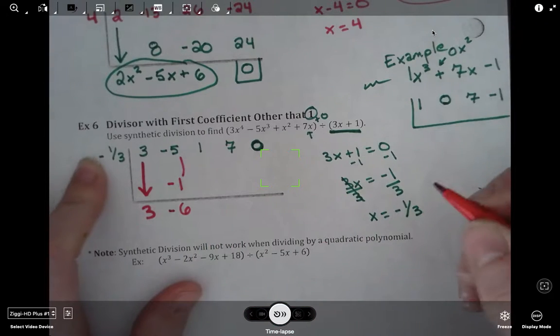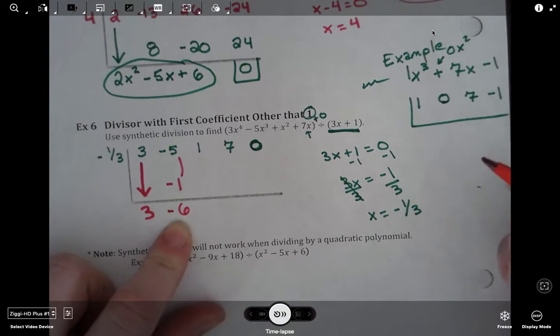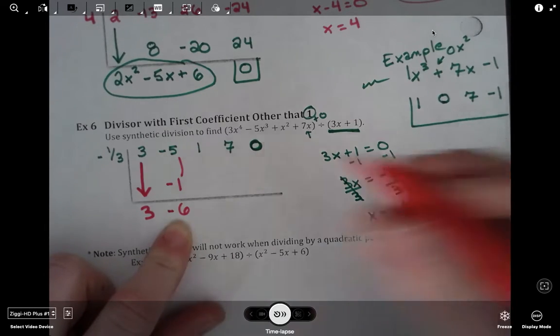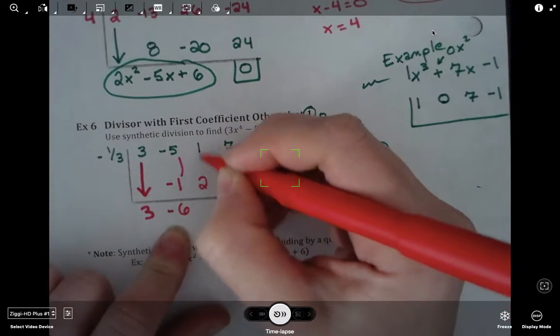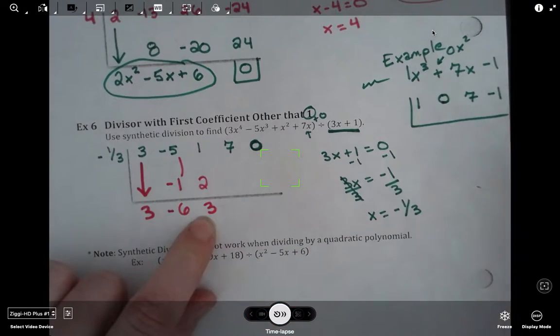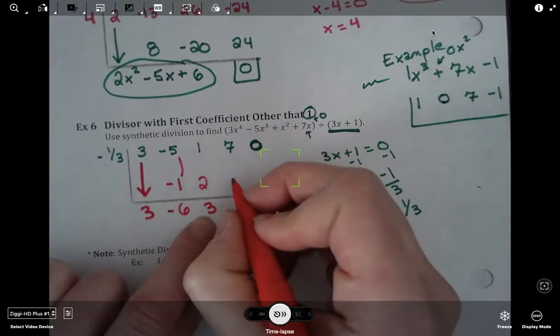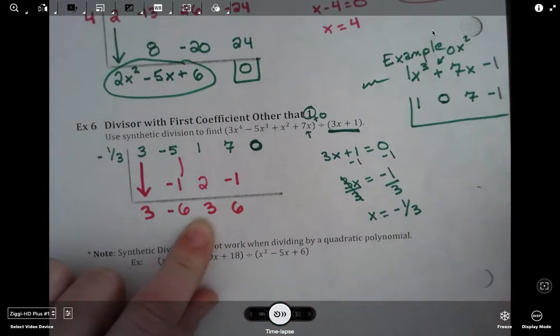Negative 6. What is negative 1/3 of negative 6? Wait, no. Positive 2. Yeah, because they're both negatives, right? Okay. Now I add 1 and 2 together. Make 3. What's negative 1/3 of 3? Negative 1. And I drop my 7 and negative 1 down is 6.